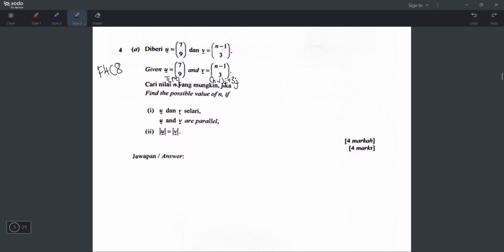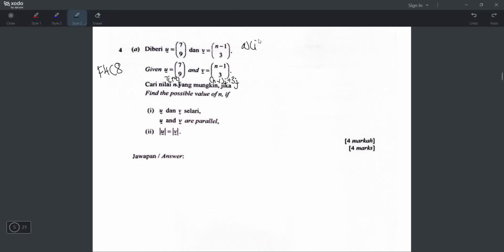It's the same thing. Okay, and you have to know i is for the left-right movement, j is for the up-down movement. So (7, 9) means what? Move to the right 7 units and then move up 9 units. That's what it means. Okay. So let's see what the question wants. Find possible value of n if number one, u and v are parallel.